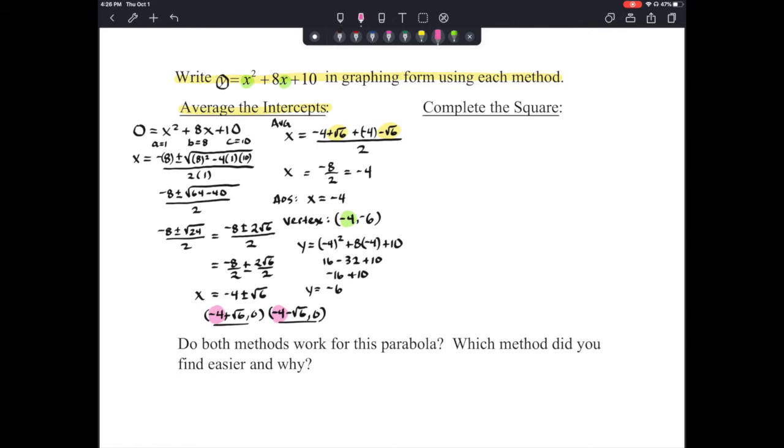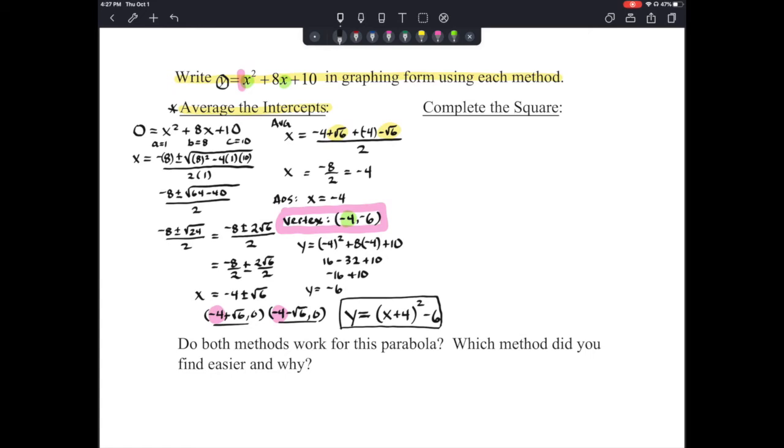Now that we know the vertex, we already know the stretch factor up here is 1. We can write it in our graphing form. So graphing form for that function would be y equals, remember, stretch factor is 1, so we don't have to write anything there, (x minus -4), which is like saying plus 4, squared minus 6. And that is our graphing form. Now you'll see that was quite a bit of work to find that by averaging the intercepts.